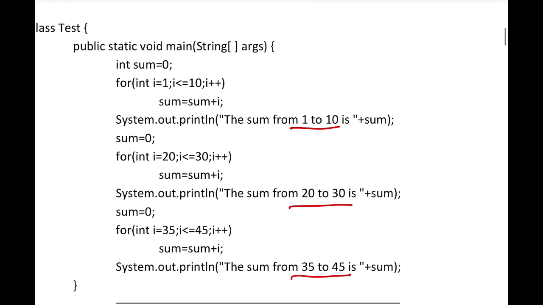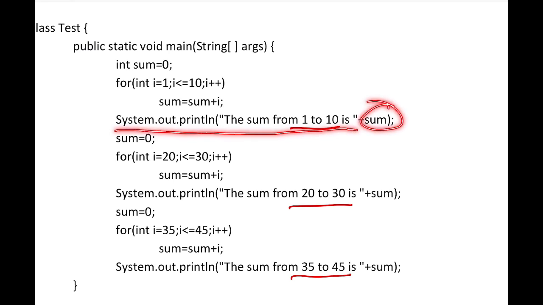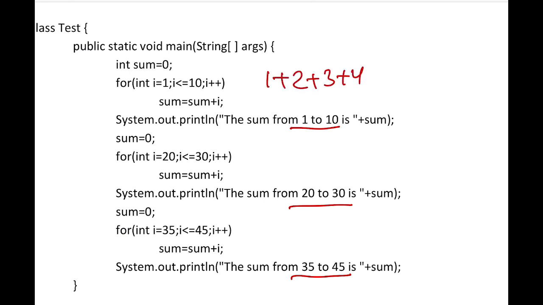in this way: int sum = 0, then for int i = 1, i <= 10, i++, sum = sum + i, then print the value of sum from 1 to 10 is sum. So here we are going to print the value of sum that is computed from 1 to 10, like this: 1 plus 2 plus 3 plus 4 up to plus 10.